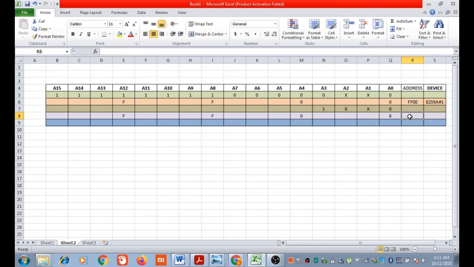The address is FF08. 8259A 2 will be selected. So in this circuit, the base address of 8259A 1 is FF00 and the base address of 8259A 2 is FF08.